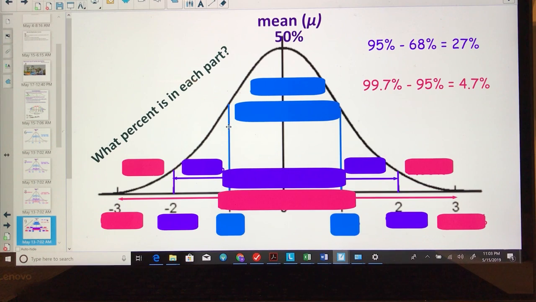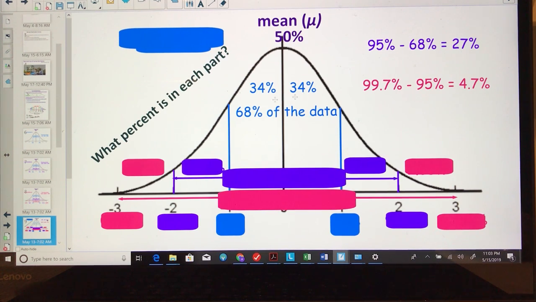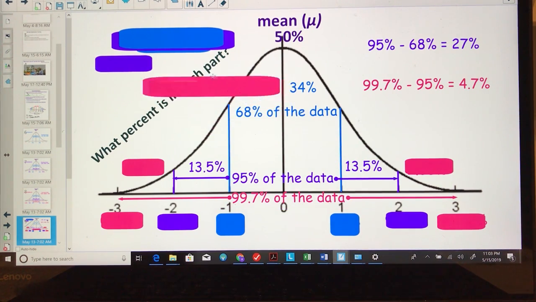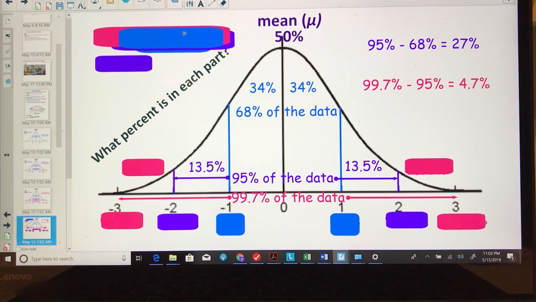All right, so what percent's in each part? Let's see if we can remember. These are our 34%, because that's 68% of the data. The purple area here, this was 95% of our data. So in each of these little compartments here, that's 13.5 and 13.5. This was 99.7% of the data. So in here was 2.35% on each end.